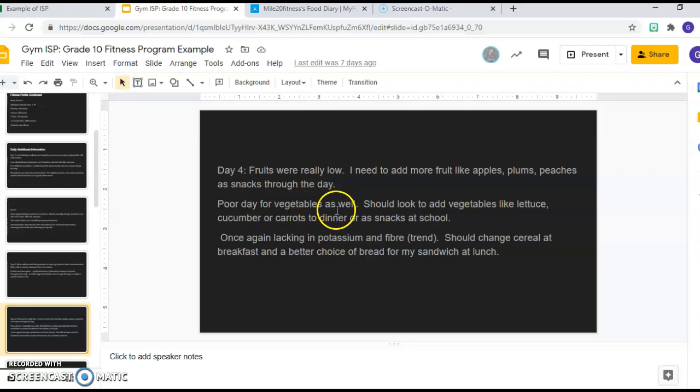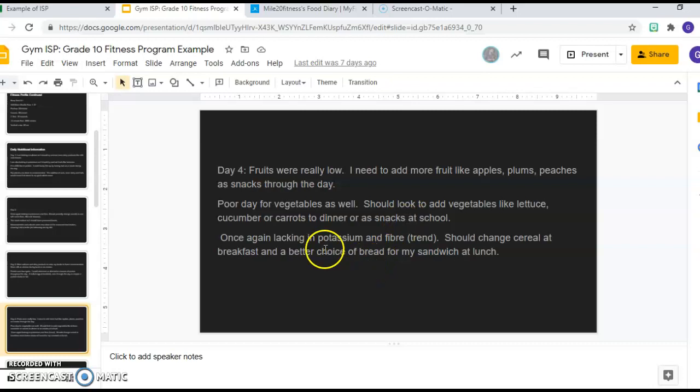Poor day for vegetables as well. So he didn't eat a lot of vegetables that day. I should look to add vegetables like lettuce, cucumber, or carrots to dinner or as snacks during school. So again, identified the problem, came up with a solution, and put in 2 specific spots where he could make those changes.